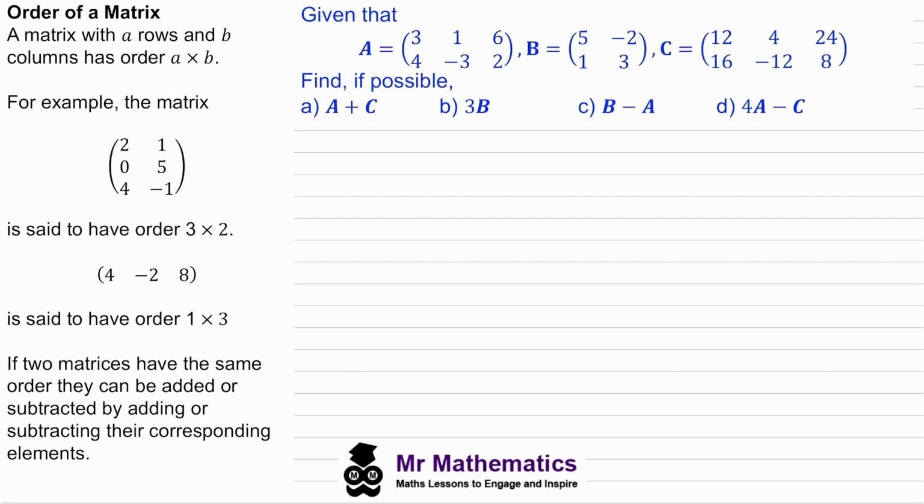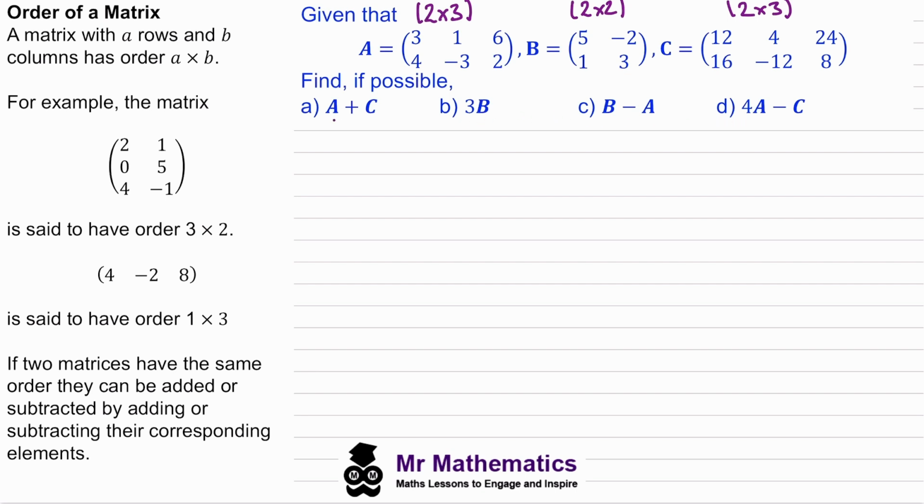So in our example, we've been given matrix A, which we can see has 2 rows and 3 columns, so this is a 2 by 3 matrix. Matrix B has 2 rows and 2 columns, so this is a 2 by 2 matrix. When we have the same number of rows and columns, we call this a square matrix. For matrix C, again we've got 2 rows and 3 columns, so this is 2 by 3. Then we've been asked to work out if it's possible for each of these questions A, B, C, and D.